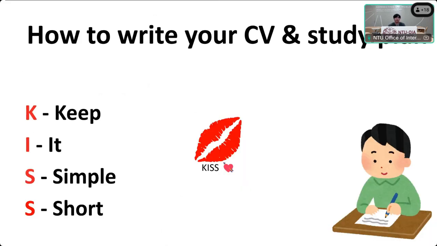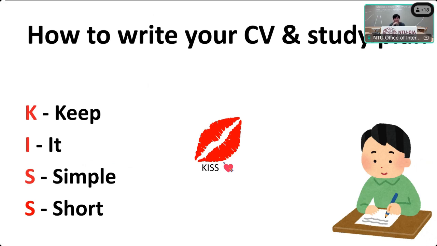Second, when you're writing your CV or autobiography, whatever you call it, and study plan, I like to use a method that I normally use when I'm writing my papers. We call it the KISS method. K is simple and short. Do not write too long. Write the important things. So let me show you guys some examples.